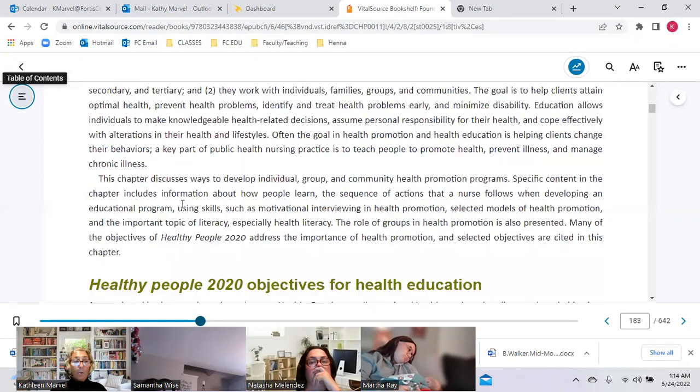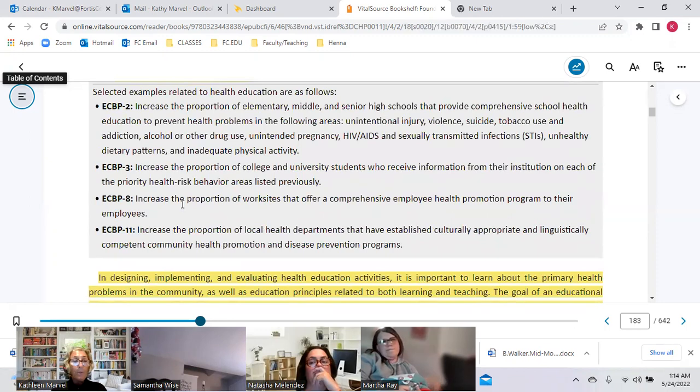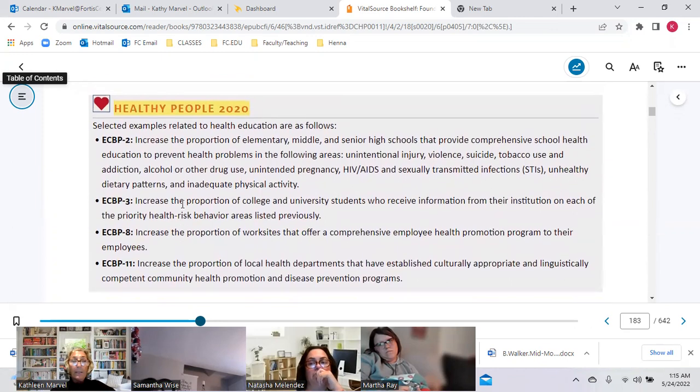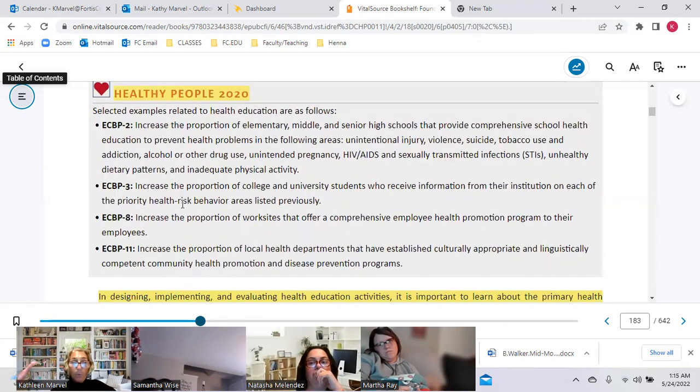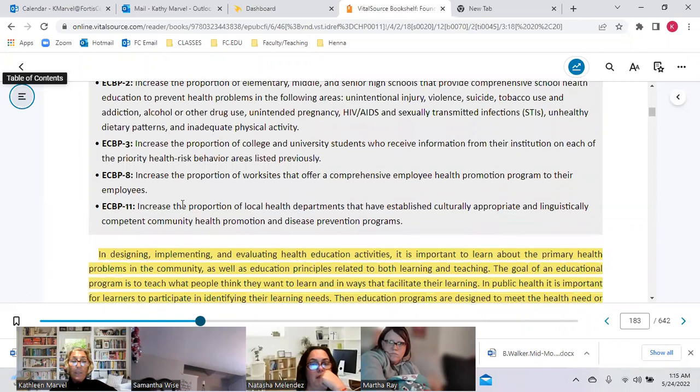Okay, so a couple of things. Healthy People comes up real quick in chapter 11, page 183. Their examples in this chapter are related to health education. I'm not going to read through them. You can read through them, but they're all related to health education. Well, I'll read one of them just to give you an idea. Increase the proportion of college and university students who receive information from their institution with regards to health risk behaviors. So those are there, and we need to know those.